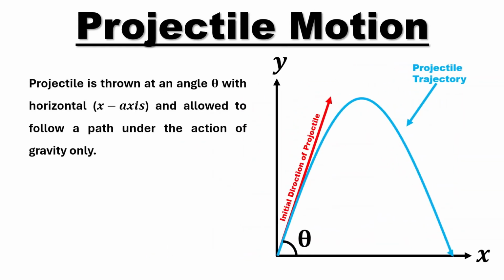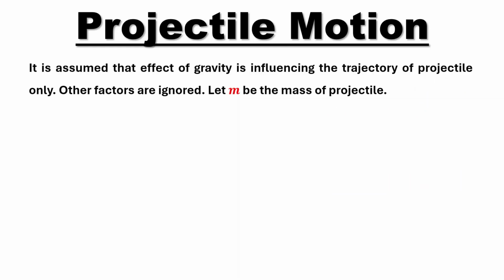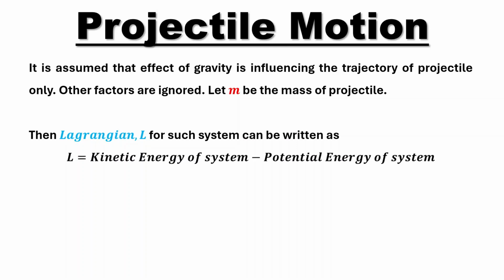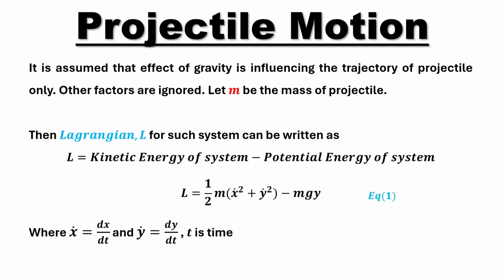Projectile is thrown at an angle theta with horizontal and allowed to follow a path under the action of gravity only. It is assumed that the effect of gravity is influencing the trajectory of the projectile only. Other factors are ignored. Let m be the mass of projectile. Then Lagrangian L for such a system can be written as L is equal to kinetic energy of system minus potential energy of system, as given in equation 1.